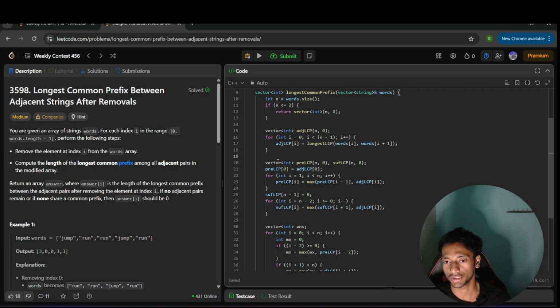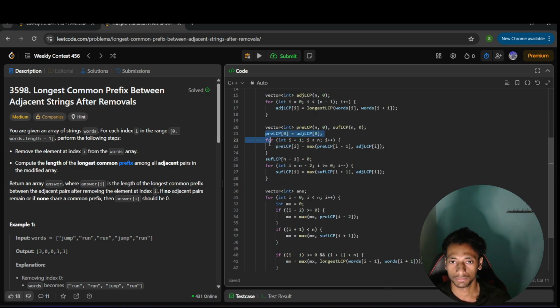Now we need to do two things. One is to calculate the prefix, and the other is the suffix. If I want to calculate the prefix, then for index 0 it will be adjacent LCP 0, because there is no previous maximum. But for index I from 1 to I less than n, I actually have some previous adjacent pair, so I will also compare with the previous one. Prefix of index I will compare with prefix I minus 1 and the current LCP, the current longest common prefix substring length. I'll compare both of them, because the previous adjacent pair may give the maximum length. That way I can easily say, from 0 to I, what is the maximum length. Correct? So that's why I also compare with I minus 1.